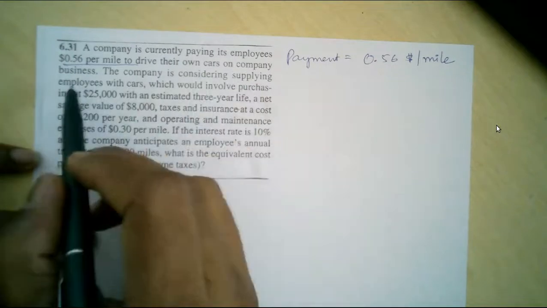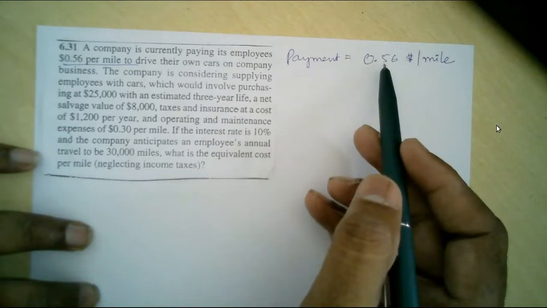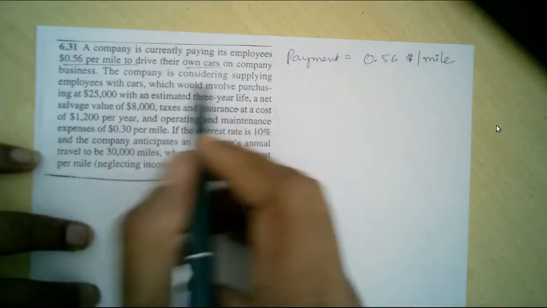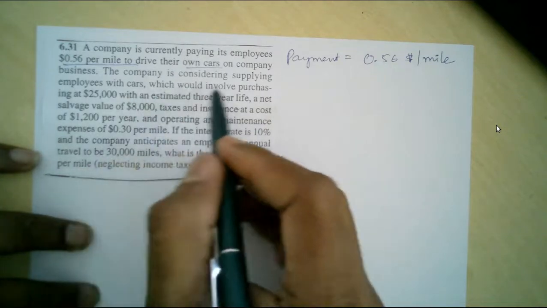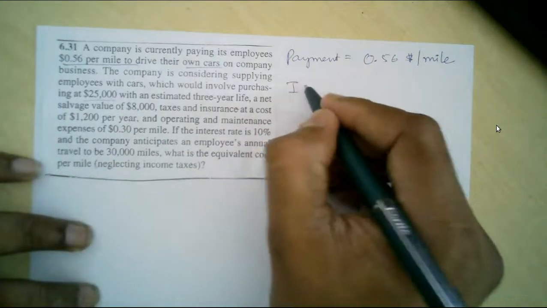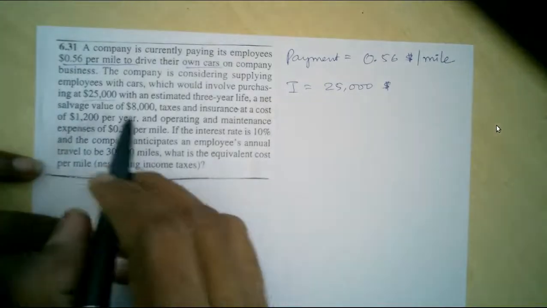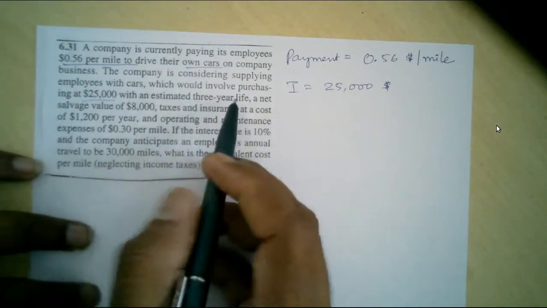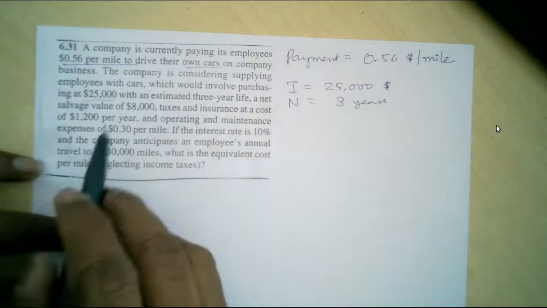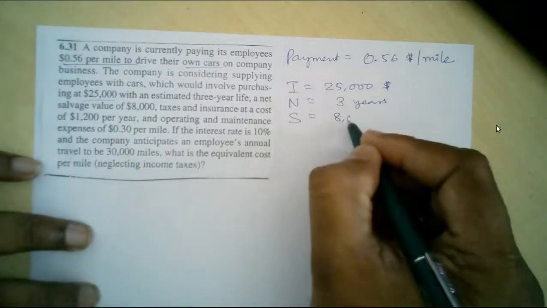The company is considering supplying employees with cars. So instead of paying the money for the employees who drive their own cars, now the company is considering supplying the employees with cars, which would involve purchasing at $25,000. So what is the cost of the car? Per car, it is $25,000 with an estimated 3-year life. So the number of years is only 3 years. Net salvage value of $8,000. Salvage value is $8,000.